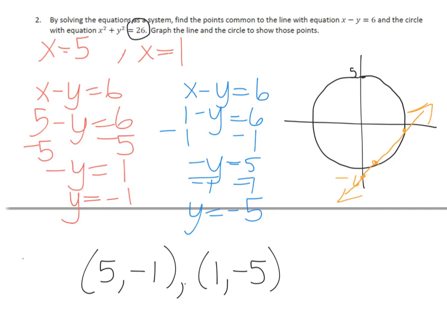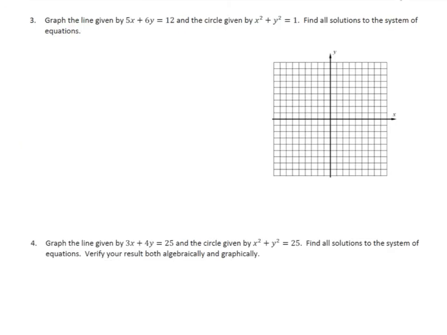So let's take a look at the next question, question number 3. In question number 3, all we're going to do is sketch a graph of both of our equations. x squared plus y squared is equal to 1, our circle, and 5x plus 6y is equal to 12, the equation of our line. So we sketch a graph of our circle, and let's just say that there is 1, and that there is 1, so that there will be negative 1, and negative 1. So that'll be a sketch of our circle of radius 1.